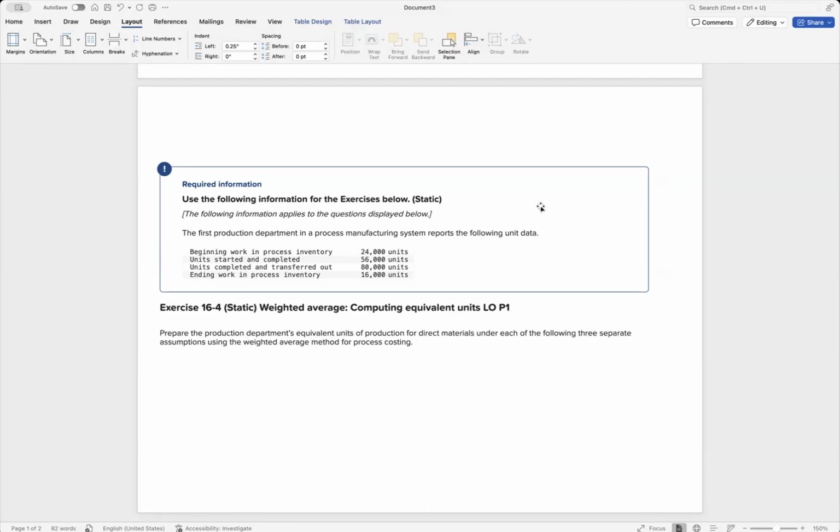So let's get started. The question says, use the following information for the exercises below. The first production department in a process manufacturing system reports the following unit data. Beginning work in process inventory is 24,000 units. Units started and completed, 56,000 units. Units completed and transferred out, 80,000 units. And ending work in process inventory, 16,000 units. It says, prepare the production department's equivalent units of production for direct materials under each of the following three separate assumptions using the weighted average method for process costing.